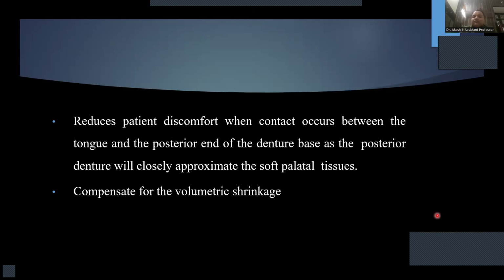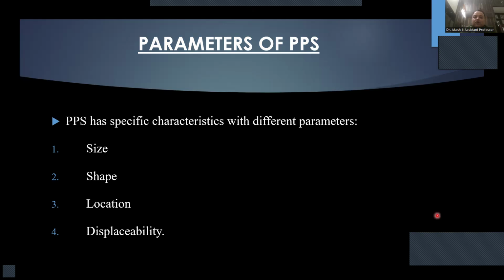It reduces the patient discomfort that occurs between the tongue and the posterior end of the denture base. As the posterior denture closely approximates the soft palatal tissue, there is no transition point. It provides compensation for volumetric shrinkage, as we have discussed earlier. The PPS has specific characters for different parameters like size, shape, location, and displaceability of the tissue.